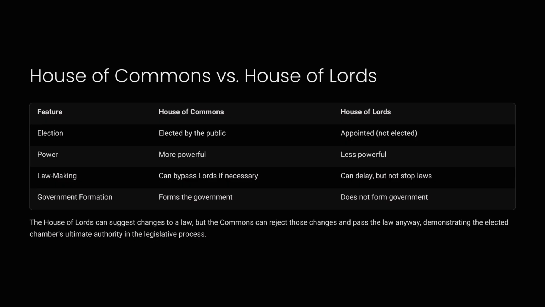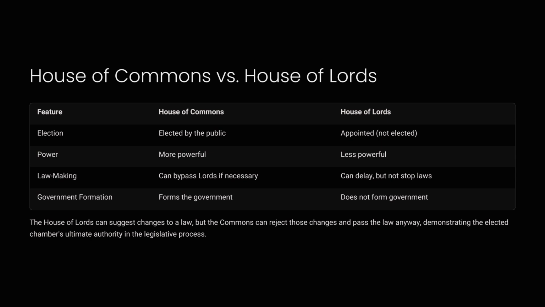House of Commons versus House of Lords. Feature. House of Commons, House of Lords. Election. Elected by the public. Appointed, not elected. Power. More powerful, less powerful. Lawmaking. Can bypass Lords if necessary. Can delay, but not stop laws. Government formation. Forms the government, does not form government.